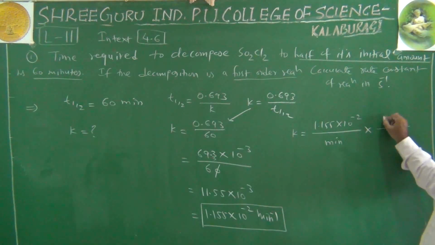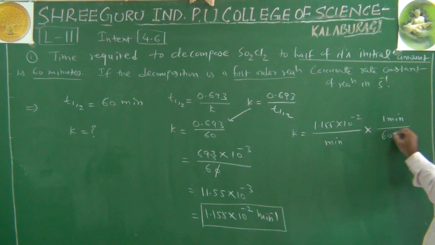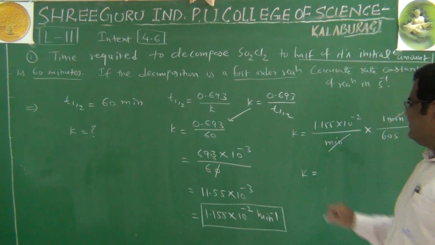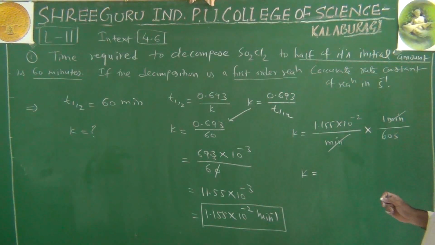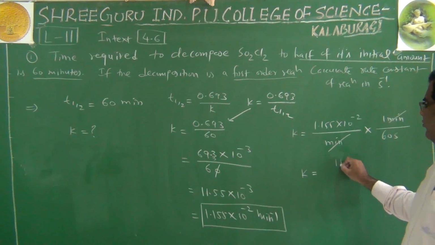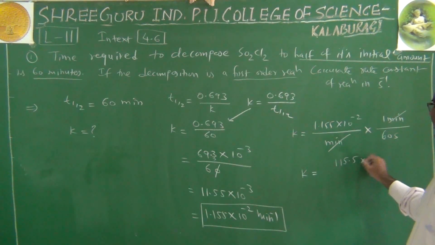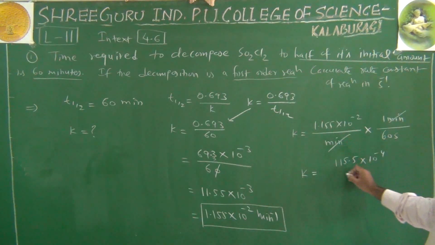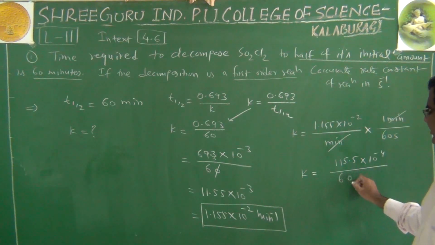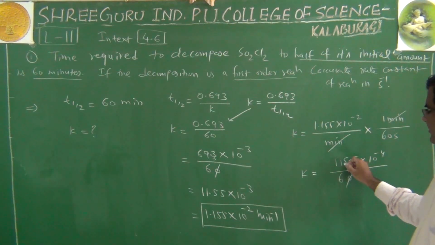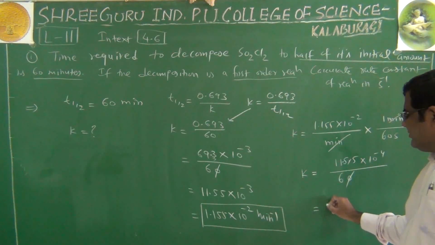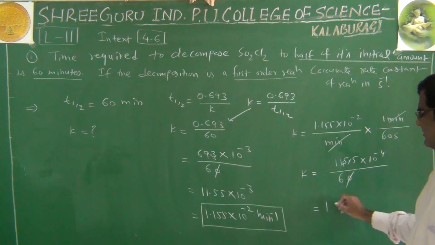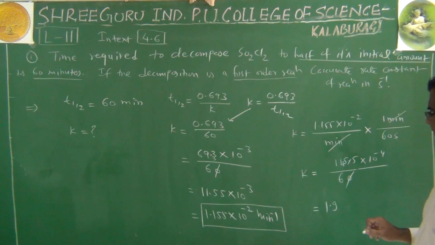So I will write here as 1 minute is equal to 60 seconds, this minute and this minute I can cancel, so I can write this as K equals to 115.5 into 10 raised to minus 4. I have just shifted this decimal point here so that calculation will be easier, divided by 60 here. So I will again shift this decimal point here, and I will write 1, because 6 ones are 6, 5 remains, and 6 9s are 54.